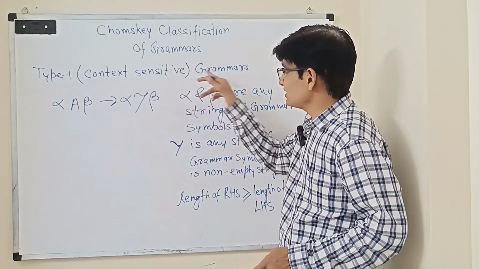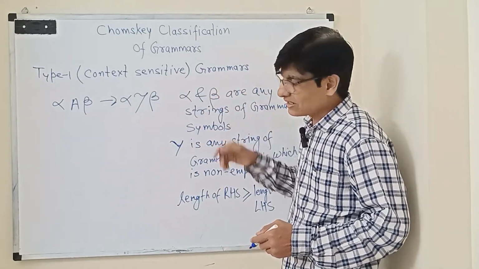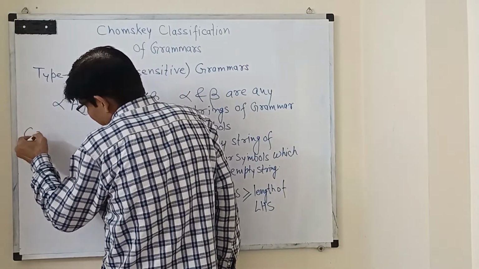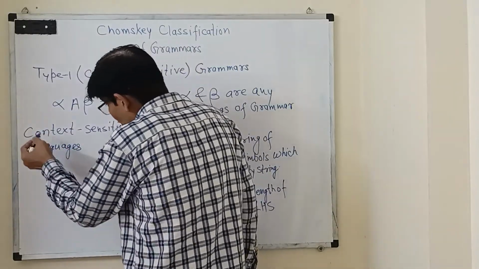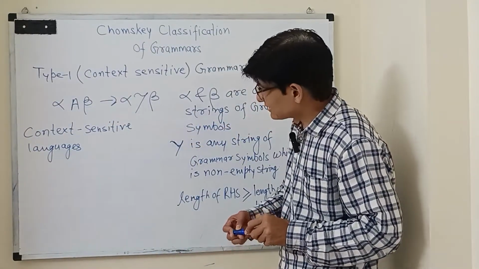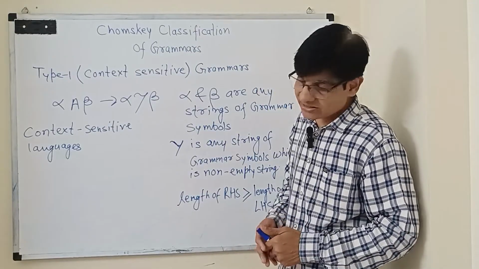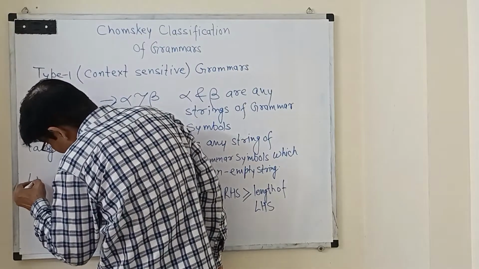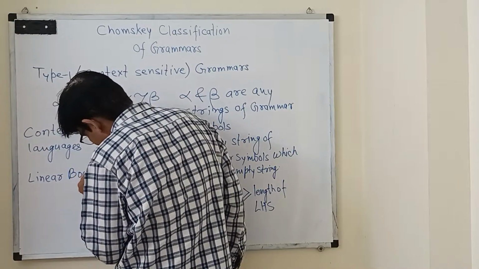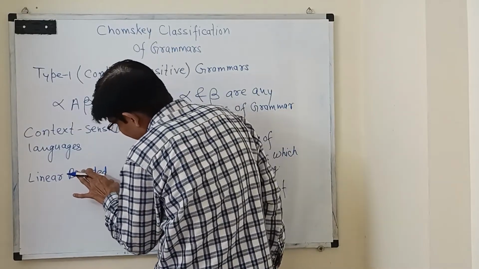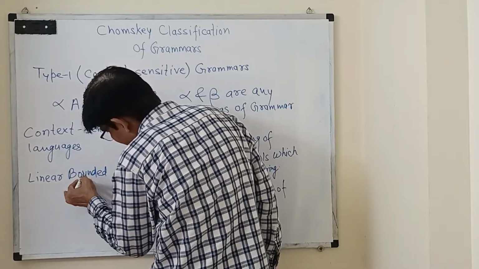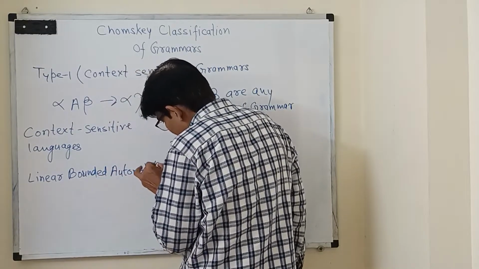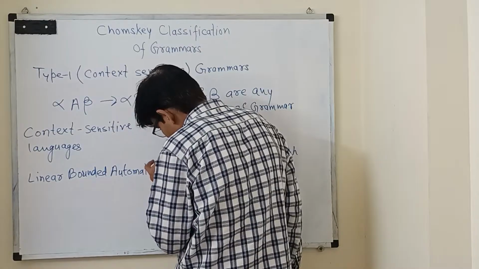Now what type of language do these grammars generate? I have already told you that these generate context sensitive languages. Now, what mathematical model do we use to implement such languages in the computer system? So we use here linear bounded automata. This is the mathematical model that we use to implement context sensitive language in computer system. Linear bounded automata, or in short you can call it LBA.